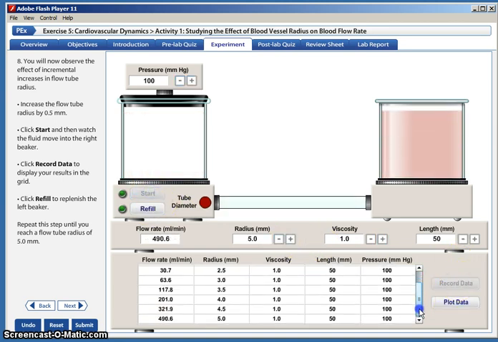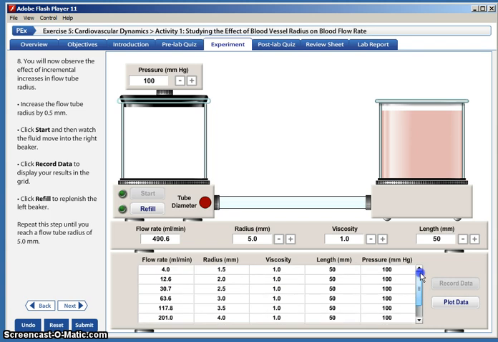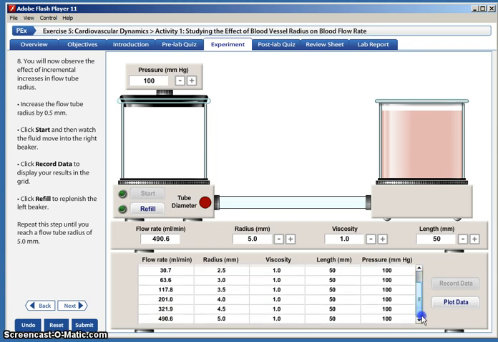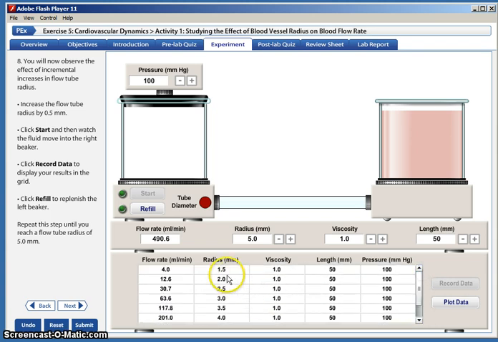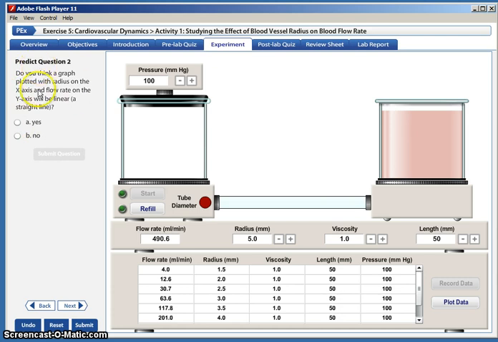So we're seeing this phenomenon. This is not a direct, there's an exponential effect. Every time I'm just going up 0.5 millimeter, I'm getting an almost doubling effect of the flow rate. So repeat this until you've gotten there. Do you think a graph plotted with a radius of x will be linear? No, it wouldn't, because we already said that this is going up by only 0.5 and this is really doubling.